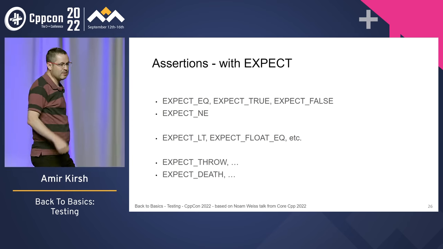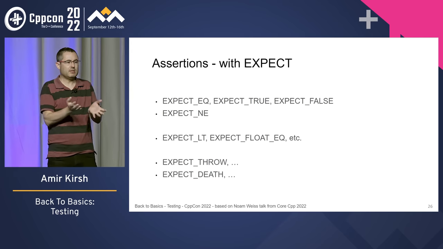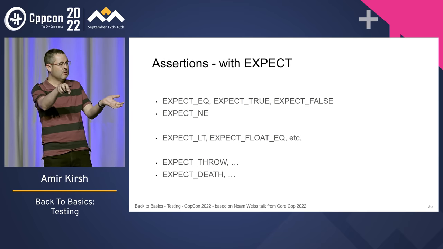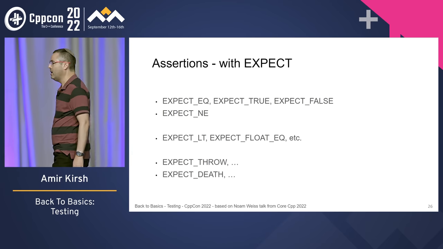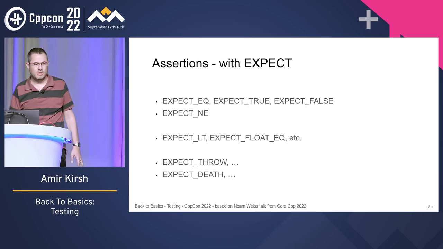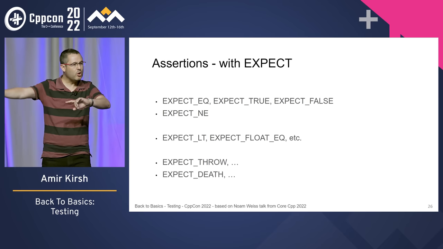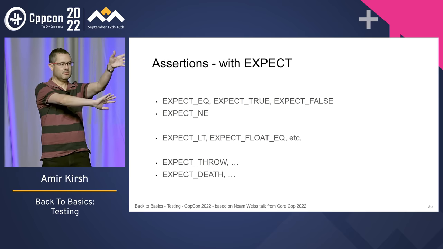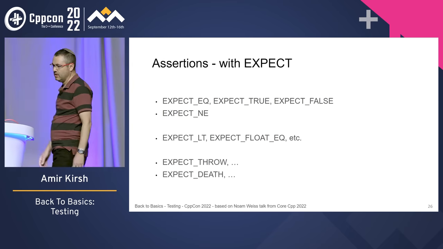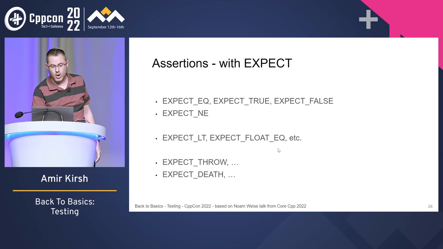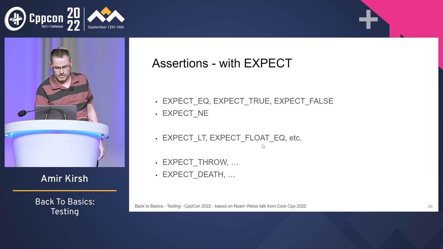Assertions with expect. So we have expect equal, expect true. Expect true is quite primitive. You're just expecting, and inside you just put your statement, the thing that you want to check. And expect equal is better because you get a more verbose message if it fails. We saw the message: I was expecting this and I got that. Now, expect true would just say that this statement failed.